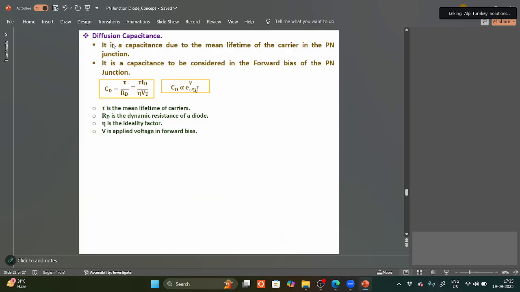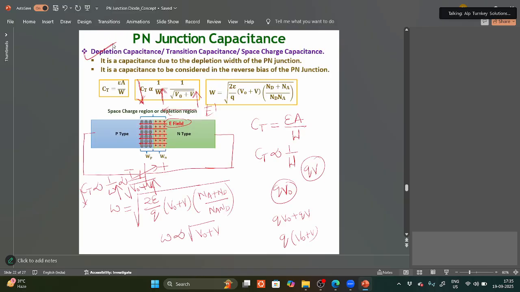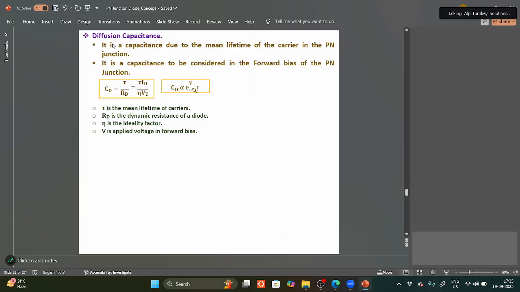So here you see depletion and transition capacitance, and diffusion capacitance. Diffusion capacitance depends on the mean lifetime of the carrier. So what does mean lifetime of carrier mean? Suppose you are applying forward bias, what happens?